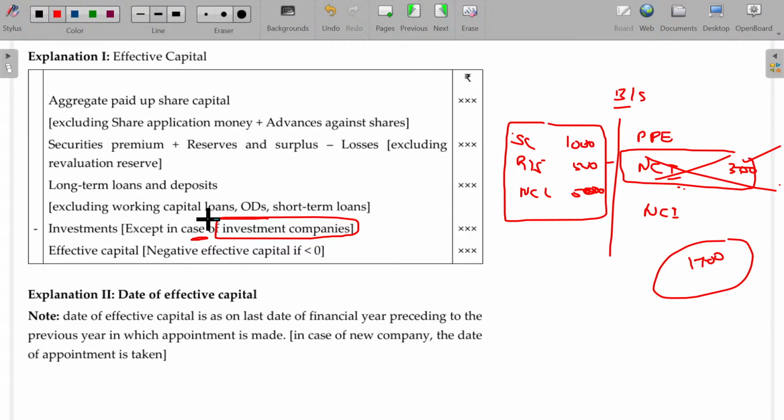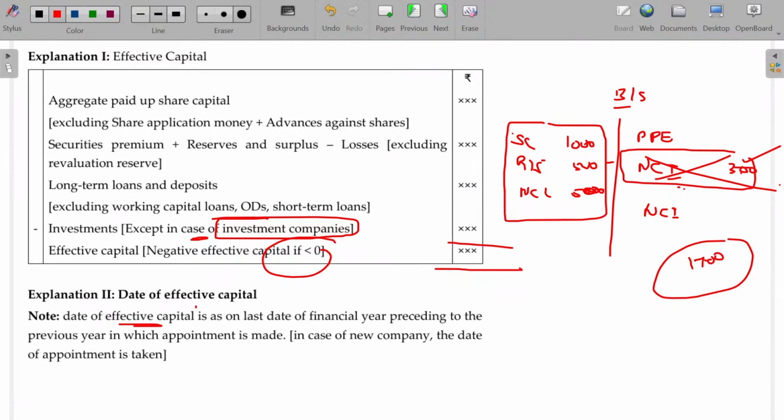So, share capital, reserves and surplus, and non-current liabilities, add up all these things. From there, non-current investment, if any, should be subtracted, provided that the non-current investment is not related to the operation. If it is related to the operation, no need to subtract. This will be the effective capital. If this value is zero or less than zero, then it is called negative. Only then the basic remuneration of 60 lakhs, 84 lakhs, and 120 lakhs is going to be payable.